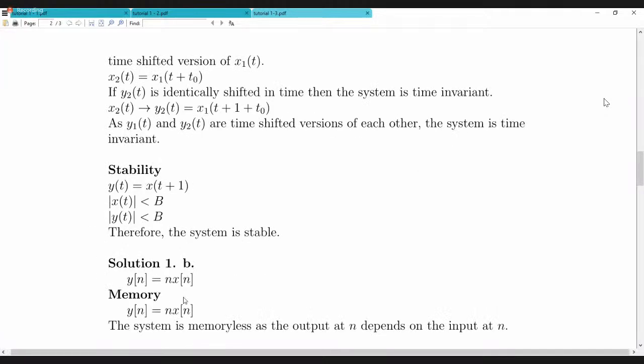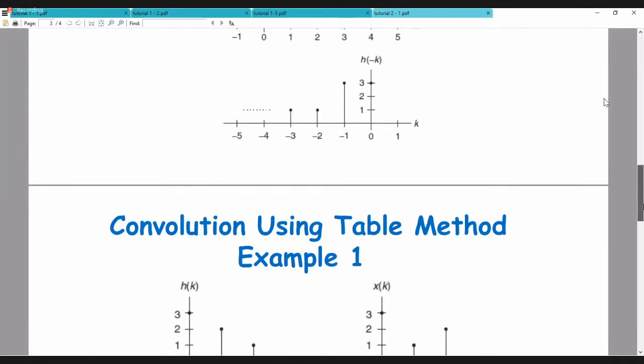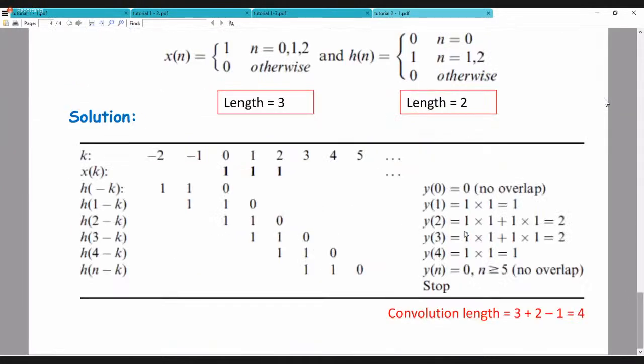Then there's another problem, you try to solve it as well. So this was chapter 1, you'll get 3 questions from it. From chapter 2, I said the main is the table method. Okay, you will get 2 signals. You should be able to put them in the table, and you should be able to do their convolution. The question will come like the question in your lab.